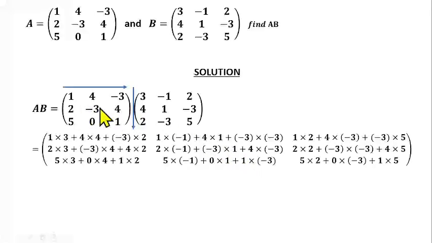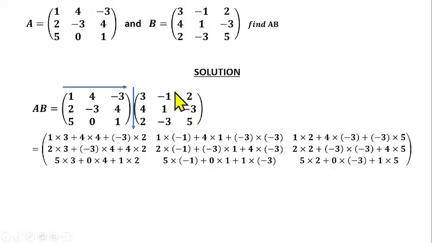Then this also will go and multiply this. We have 2 times 2, which is this. We have minus 3 times minus 3, which is what we are having here, plus 4 times 5, which is this as well. Then the third row also will go and multiply the three columns. So we have 5 times 3, which is this, plus 0 times 4, which is this. Then we have 1 times 2, which is this.